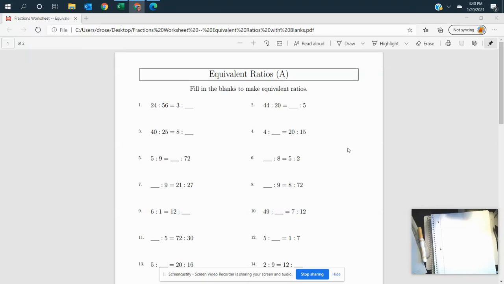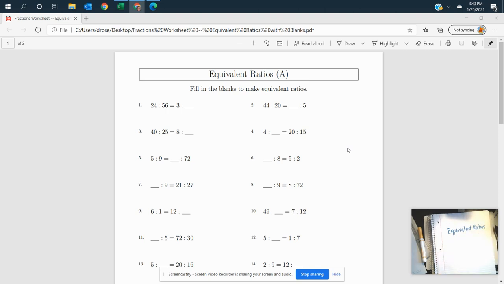Hi, this is the video for equivalent ratios, and the worksheet looks like that. So the first thing we're going to do is look at the word equivalent. Equivalent means equal. Okay, so this literally means that we are trying to come up with ratios that are equal.